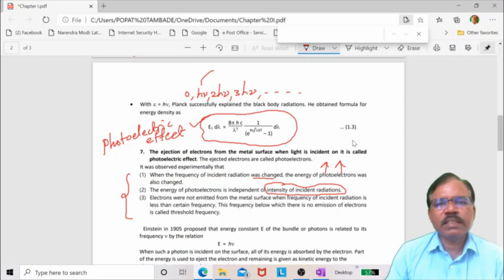Electrons were not emitted from the metal surface when the frequency of incident radiation is less than a certain frequency. This frequency below which there is no emission of electrons is called the threshold frequency.